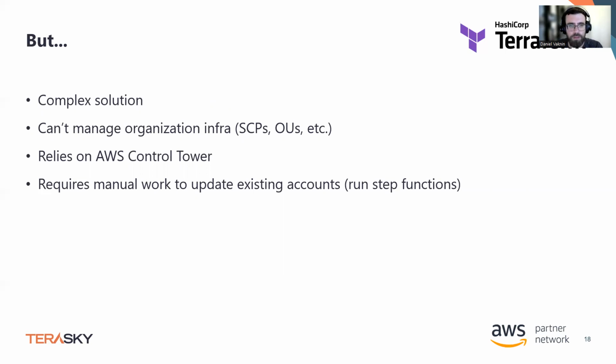Another problem is that you cannot manage the infrastructure of the organization itself. AFT, Account Factory for Terraform, is meant only to deploy and manage accounts. You cannot create policies like SCPs, service control policies. You cannot create organizational units. All those things and other things at the organizational level will still need to be created manually in the organization. So if you need to replicate an organization, you will still need to manually create the policies and so on, and then the accounts can be deployed with AFT.